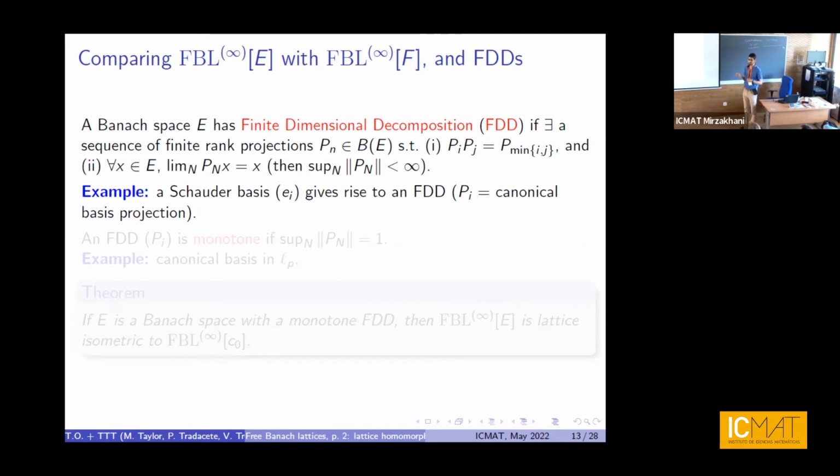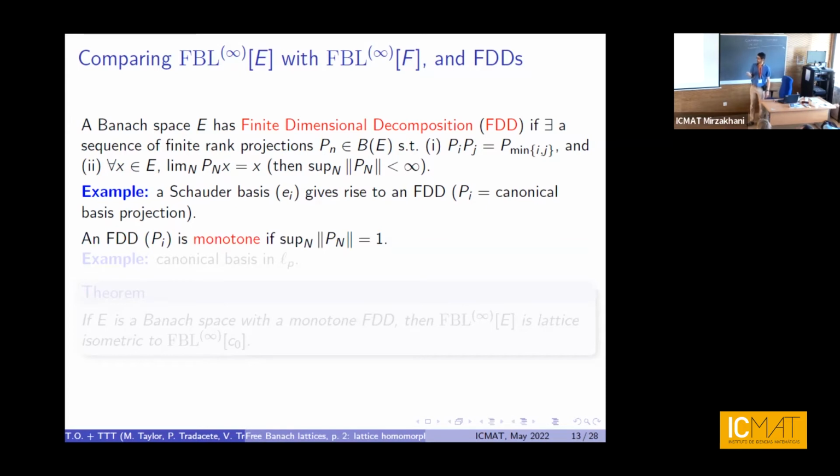You can think of this notion as a generalization of a Schauder basis. So if in a Schauder basis you get the canonical projection onto the first, say, i elements of the basis, then these Schauder basis projections will behave precisely in this manner.